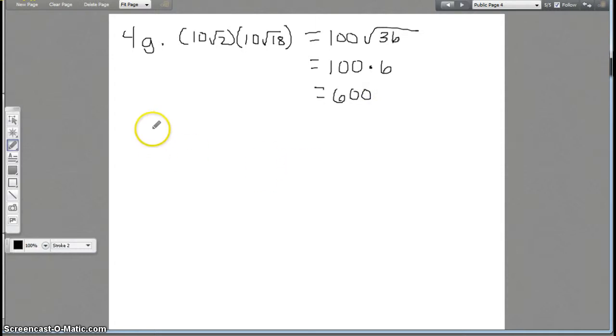So next let's look at part H. Part H says square root 3 times square root 14 times square root 42.